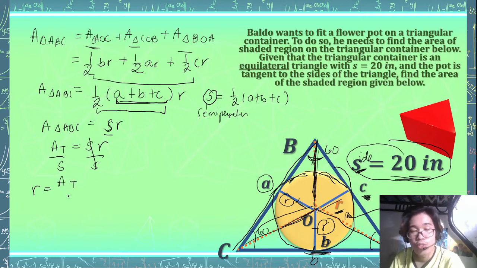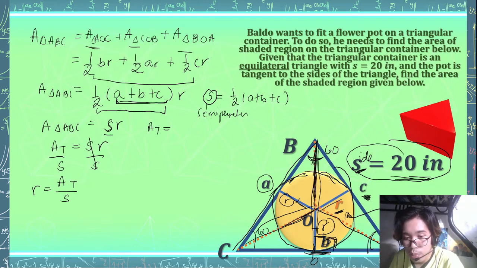Okay, we need to first find the area of the triangle divided by the semi-perimeter. So how do we find the area of the triangle? Since this is an equilateral triangle, each angle is 60. And since we've created a perpendicular bisector here, this is 90, and this should be 30. Okay, guys? So we have a 30, 60, 90 triangle.